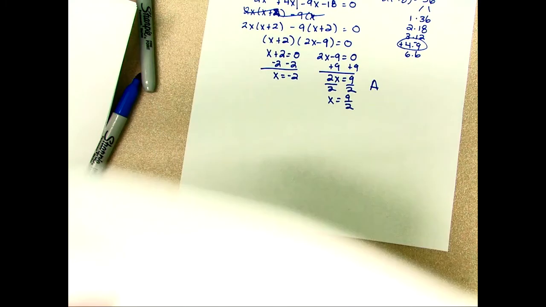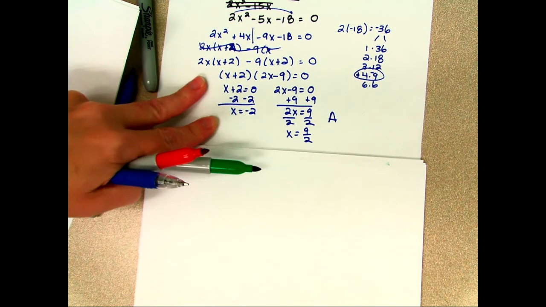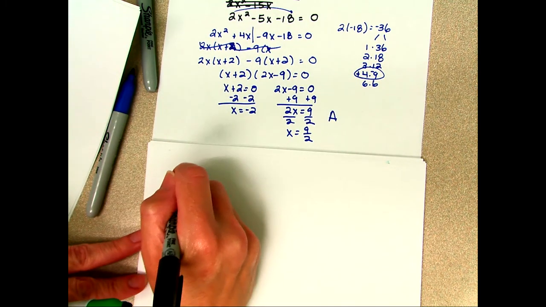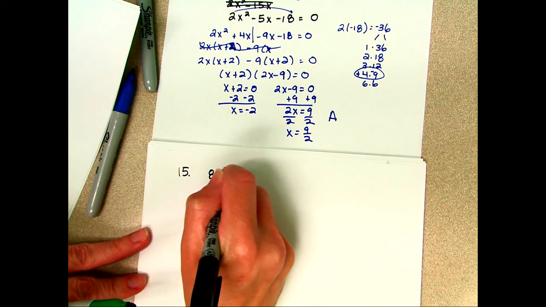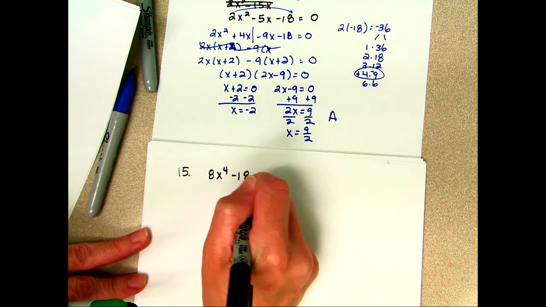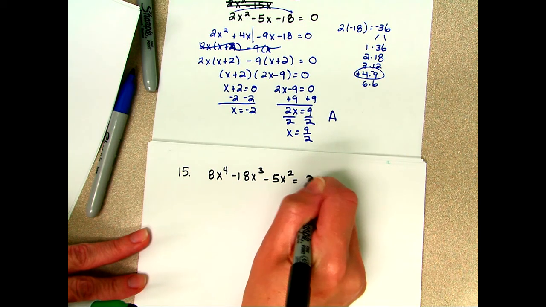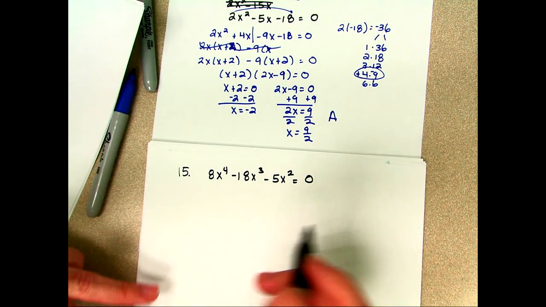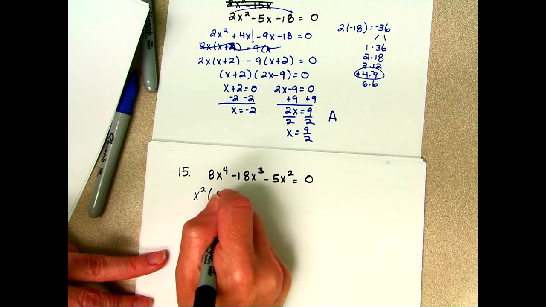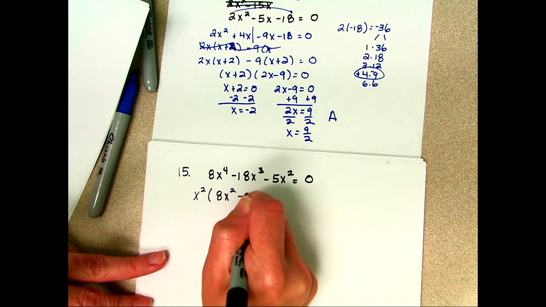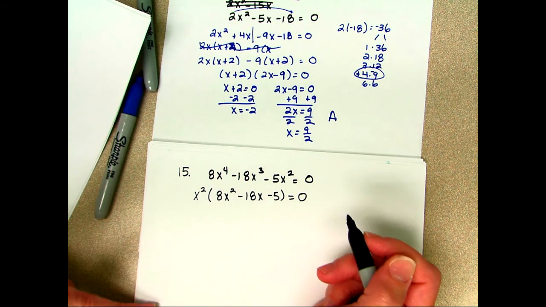Number 15. 8x to the 4th minus 18x cubed minus 5x squared equals 0. We have a common factor of x squared times 8x squared minus 18x minus 5 equals 0. We continue factoring.